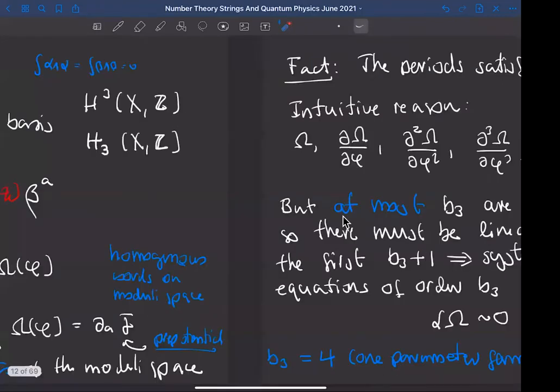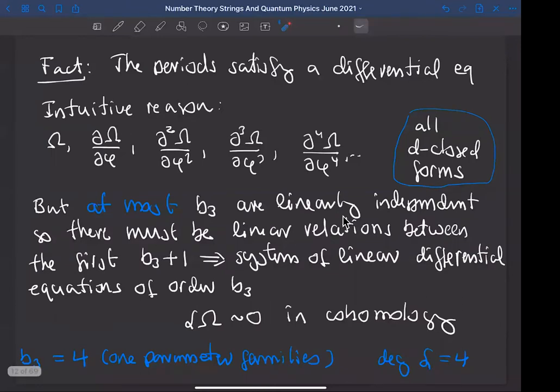So one can compute them, in fact, because they satisfy a differential equation called the Picard-Fuchs equation. And there is an intuitive reason for this, right? Because if you start with omega and start taking variations with respect to the complex structure parameters, you start getting a series of d-closed forms.